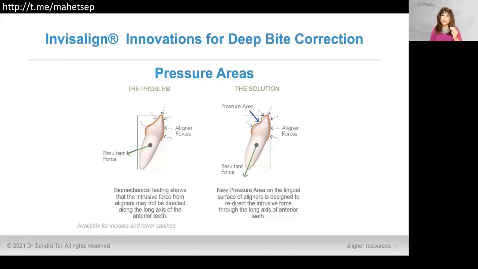So they came up with the innovation of pressure areas. What are pressure areas? Pressure areas are a concavity on the lingual surface of the aligner, so that when there's an intrusive force directed here, the resultant force is going to occur along the long axis of the tooth for more predictable intrusion. And pressure areas are available for incisors and lower canines.